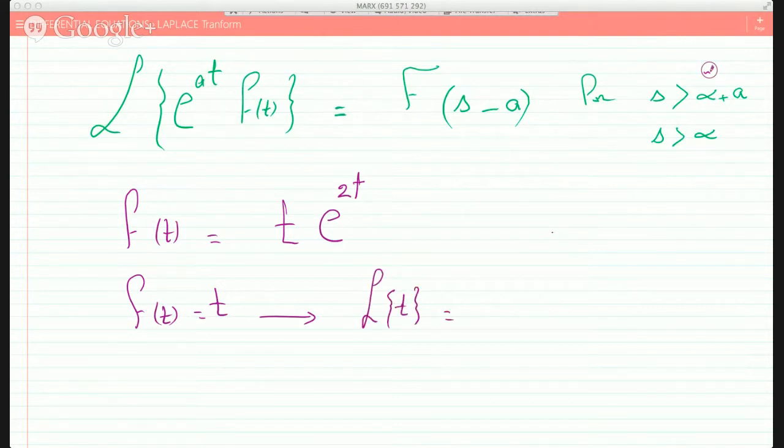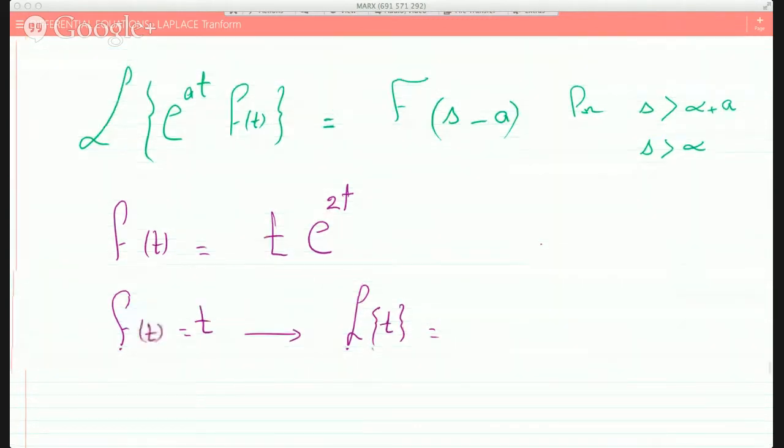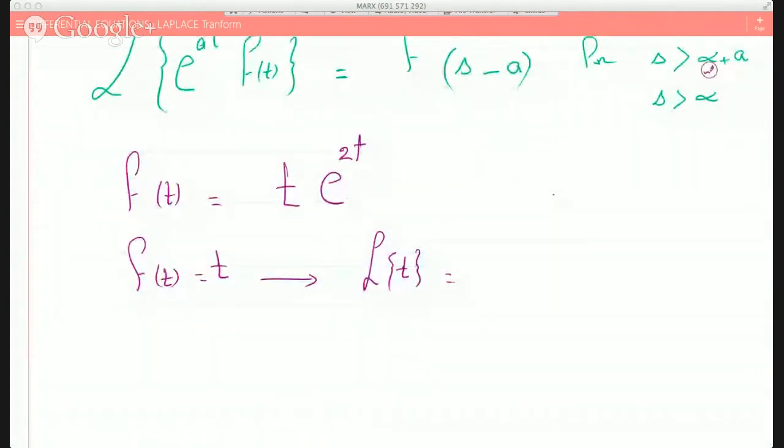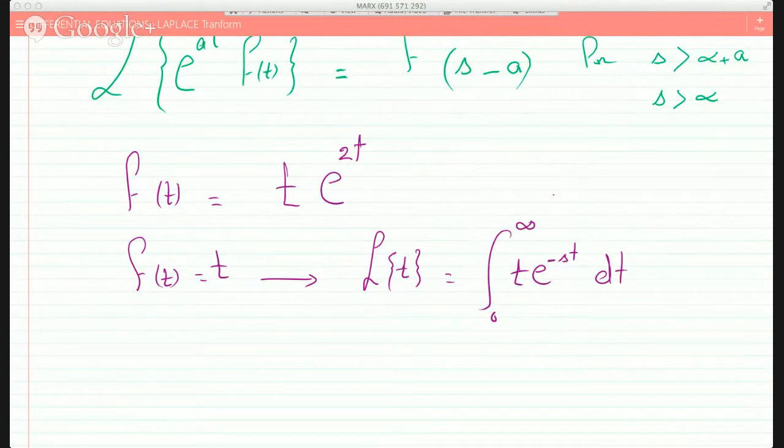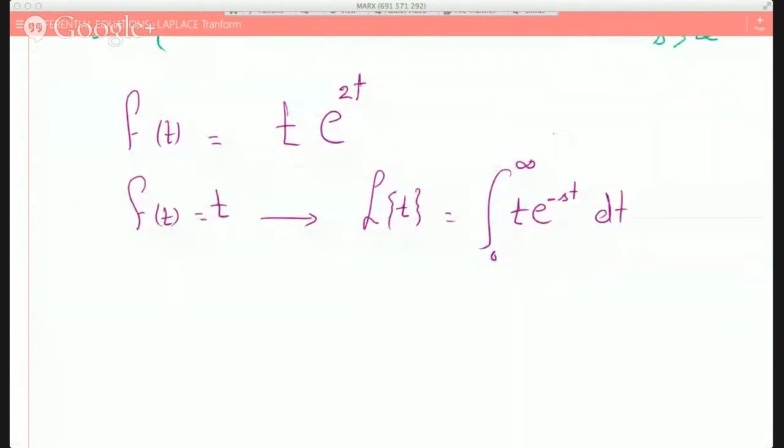We did this in the previous section. You can use the definition, or you could use the tables. And when we used the definition in the last section, we did integration by parts. Let's actually do it, because this is a fairly quick one. So this is the integral from 0 to infinity of e to the minus st times t dt. Integration by parts once gets you there.